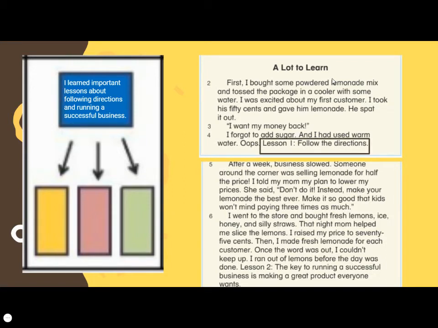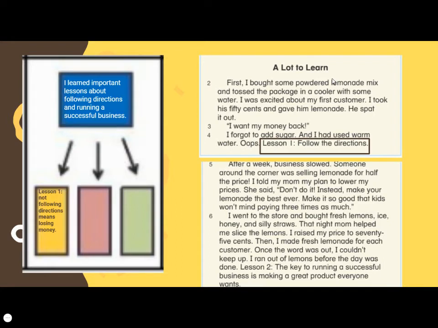It tells how the author learned the first of 2 important lessons that summer. How did the author learn the lesson? Not following directions ended up in losing money, so she quickly learned her lesson.